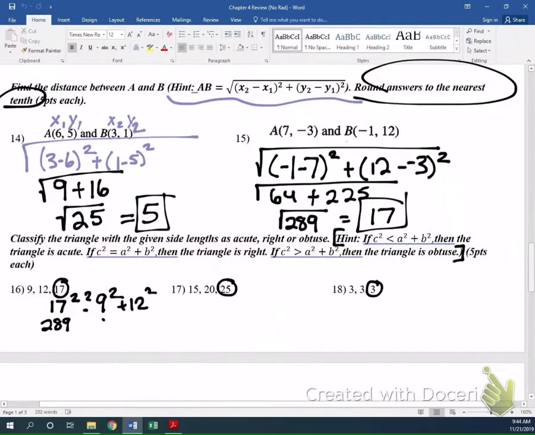All right, next one's 81 and 144. What's 81 plus 144? Bigger than 289? No. It's 225. Okay, so the c squared side is bigger, which makes it what type of triangle? When c squared is greater than or equal to a squared plus b squared, the triangle is obtuse. Obtuse is our answer.